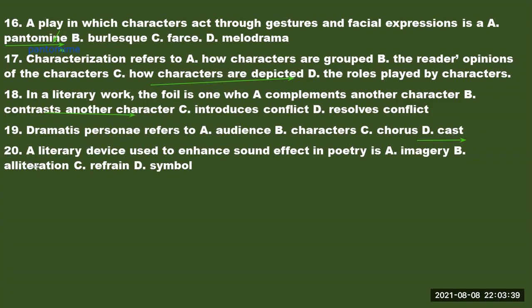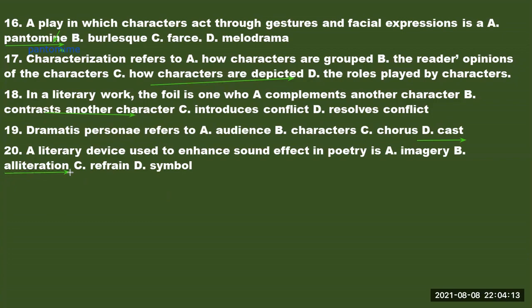Question number 20, the last but not the least, a literary device used to enhance sound effect in poetry is A, imagery, no. Imagery refers to the use of words that appeal to the senses, all right? That's imagery that creates pictures in the minds of the audience. That is imagery. Alliteration is obviously correct, because when you talk of alliteration, that is the obvious device that makes use of sound here.